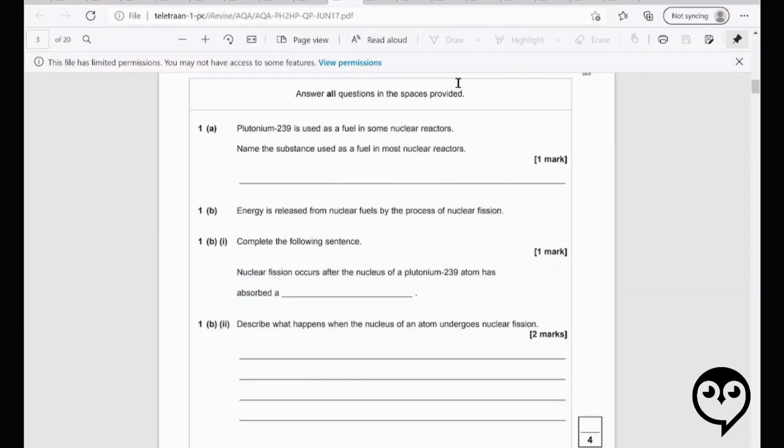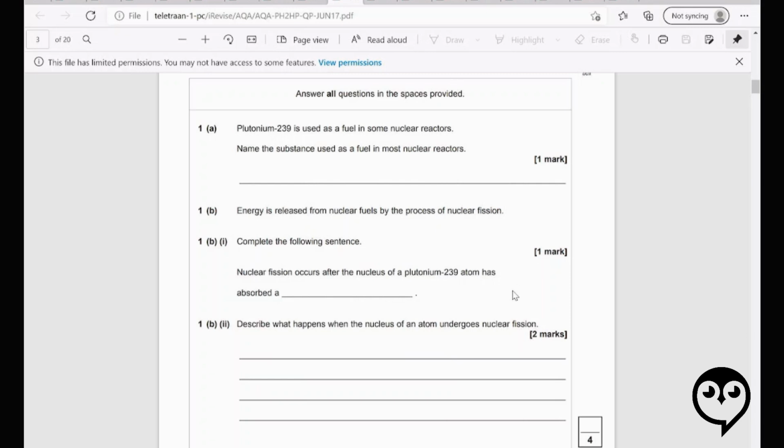All right, first up are some AQA questions. This is June 2017, paper 2. Name a substance that is used as a fuel in most nuclear reactors. I can't write in here, but I think we all know it's uranium. Plutonium-239 is used as fuel in some reactors, but most of them use uranium. Energy is released in the process. Complete the sentence: nuclear fission occurs after the nucleus of a plutonium-239 atom has absorbed a neutron. That's how most fission reactions will begin.